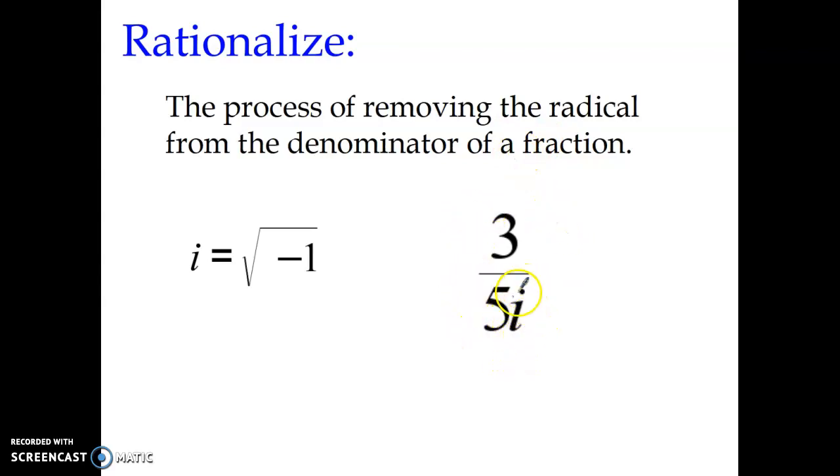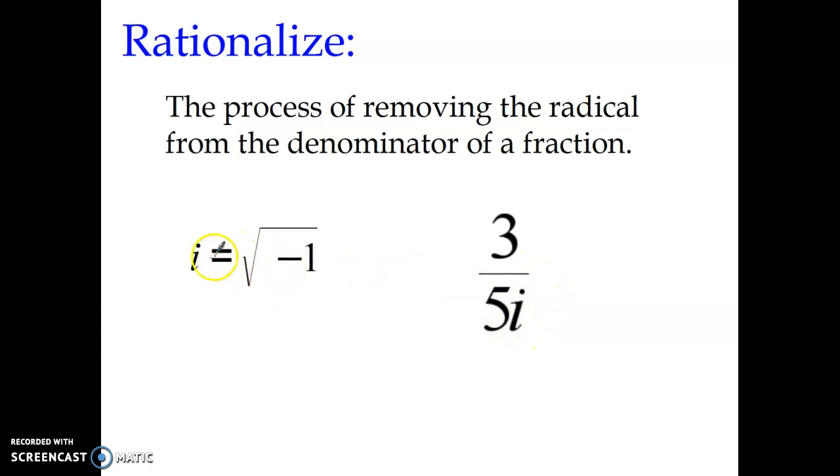But you have to remember the definition of i. Remember we talked about that i is equal to the square root of -1. So this i right here is like a radical in disguise. It's like a -1 square root that's hiding from us. And that's what we have to get rid of. This i in the denominator is causing us some problems. So let's think about how we're going to get rid of that.